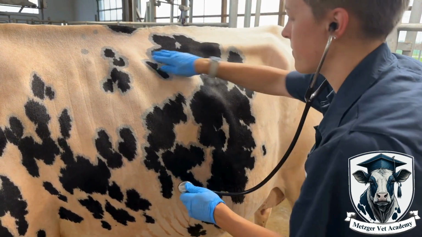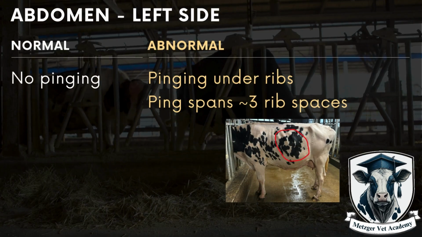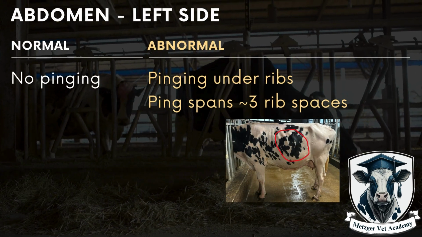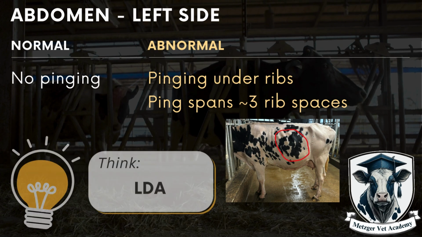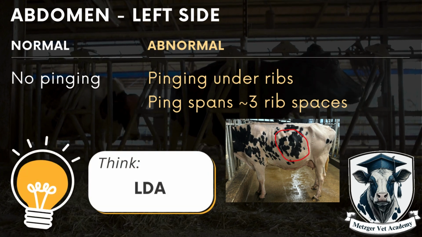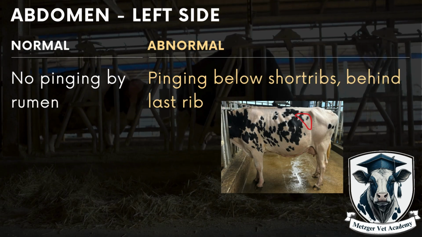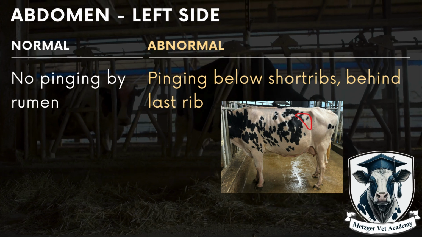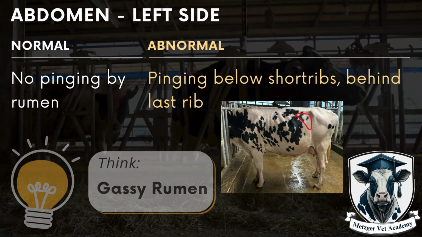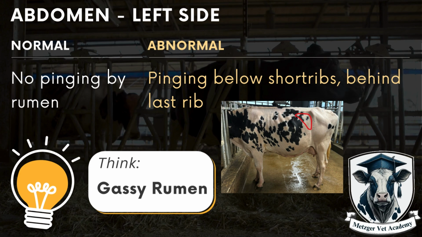Location of the ping is also very important. If you hear a high-pitched gas ping clearly across 2 to 3 rib spaces on the left side, you are likely dealing with an LDA. If you hear a pong or gas sound underneath the short ribs and behind the last rib, it is more likely a rumen gas ping because that is where the rumen sits.